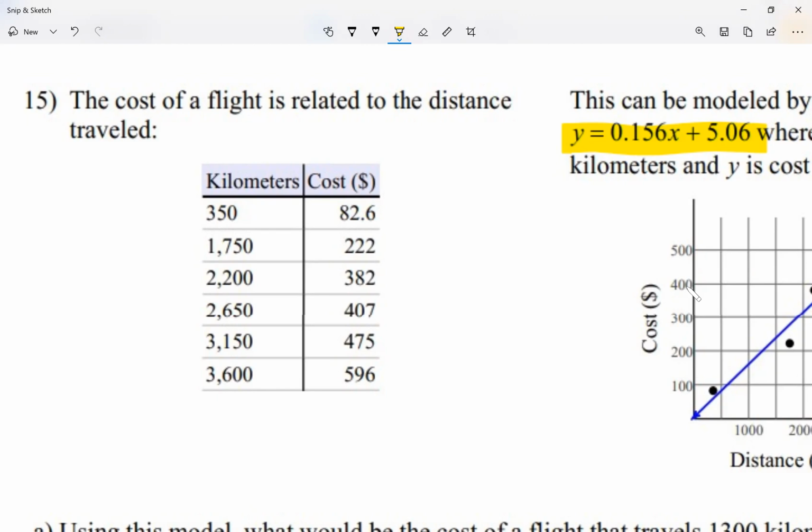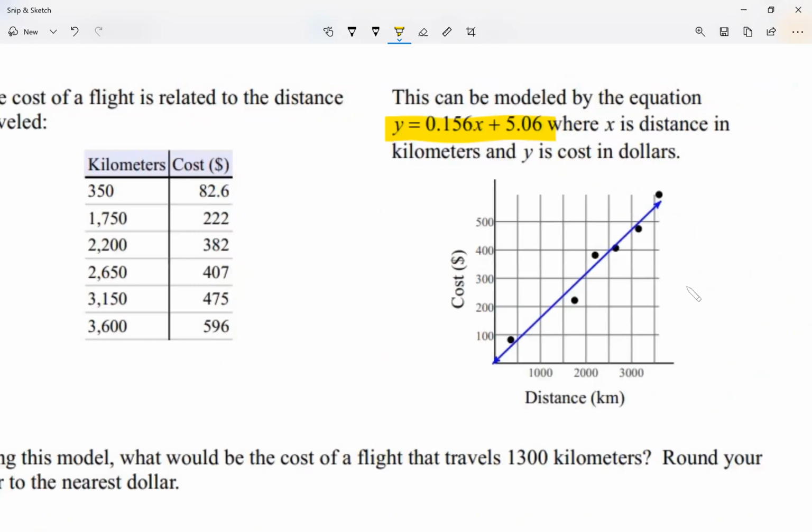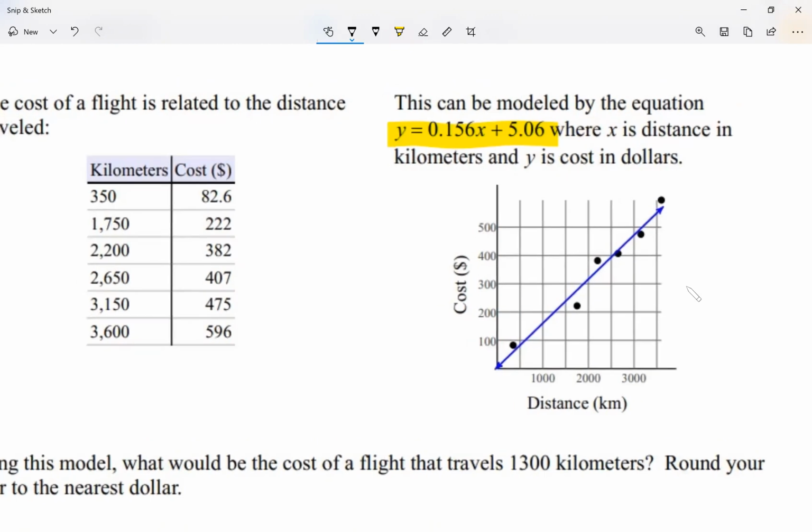But then these points were actually graphed here on the right side. Let me emphasize this first point. Notice the distance at the bottom is kilometers. So I see 1,000, and I'm going to say this is 500. So 350 kilometers makes sense. It's a little bit to the left of that. On my numbers from the left side, it's a little bit less than 100 because the cost is 82.60. So the points were given, and we plot these points.